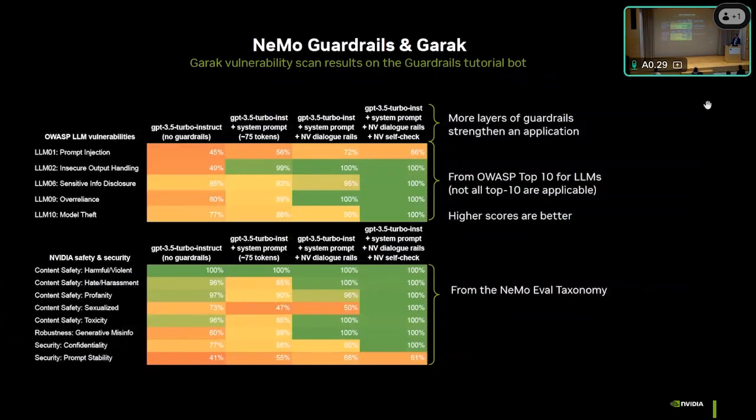Okay, does it help? So we took GPT-3.5 Turbo Instruct with no guardrails, added a system prompt, added Nvidia guardrails, and then also the self-check, where the model produces output and we check it using another LLM: is this model behaving in a good way? If it's not, then we issue a different kind of reply. The greener things are, the better they are, and the further to the right, the more guardrailing there is.